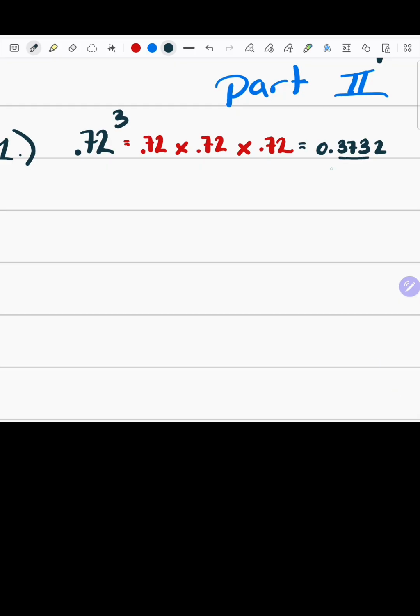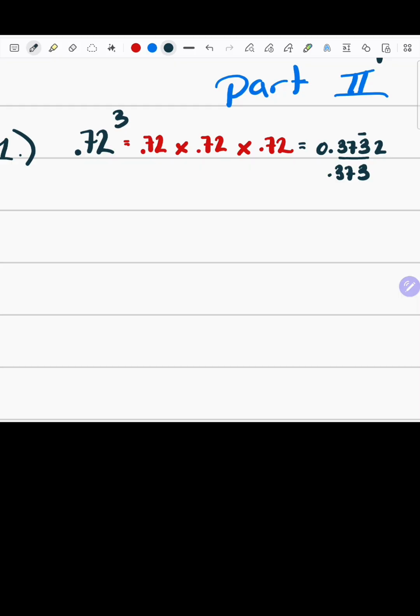So our answer for that is 0.373. Because 2 is less than 5, this digit here will stay the same. All right. Anything 5 and more, that digit would have gone up by 1. All right. So let's look at another one. So that's when a decimal is the base.